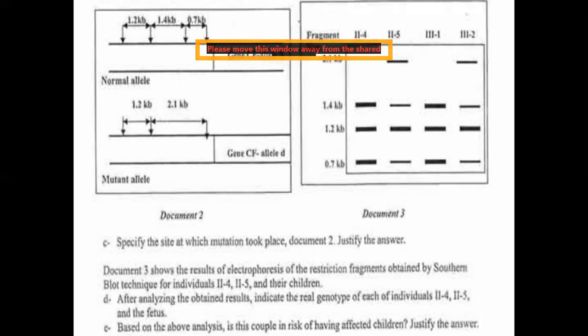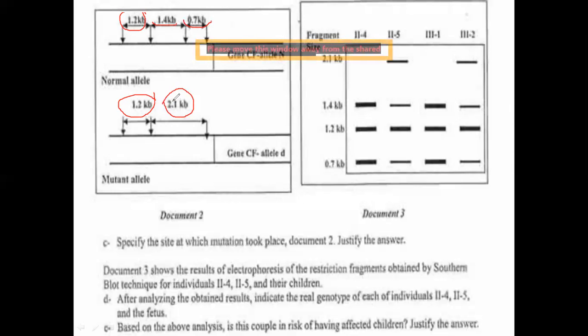As you see here, in the normal allele we have three bands, or 3 fragments: fragments of 1.2 kilobases, 1.4 kilobases, and 0.7 kilobases. This is the gene CF of the allele N, the normal one, so it has three fragments. However, in the mutant allele, we have only two fragments: a fragment of 1.2, which is common between the normal and the mutant, while the fragment of 2.1 kilobases is not divided like in the normal case into 1.4 and 0.7.